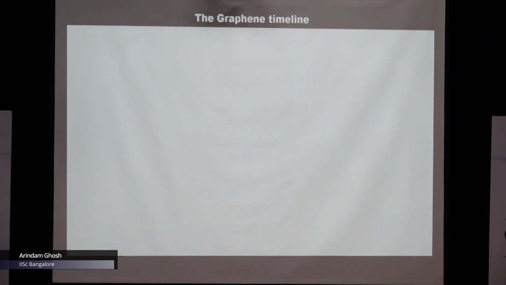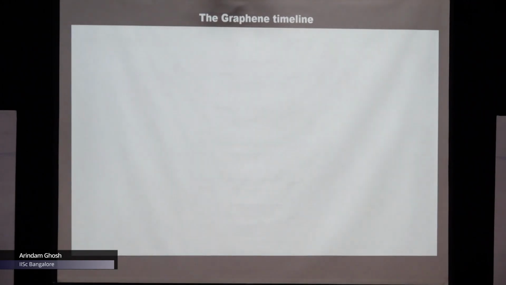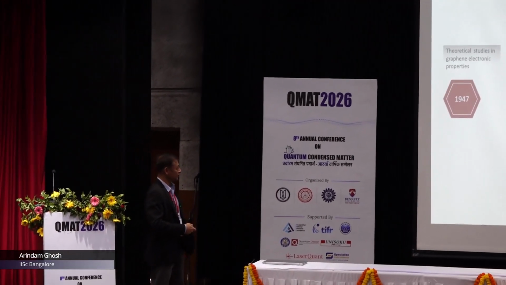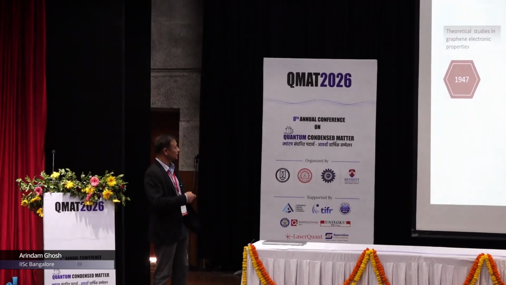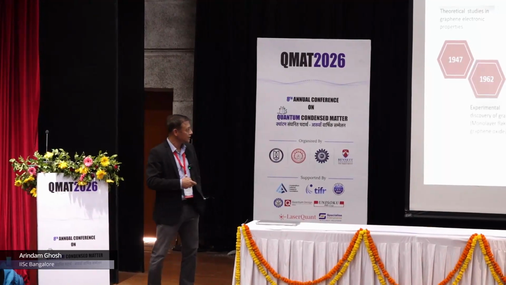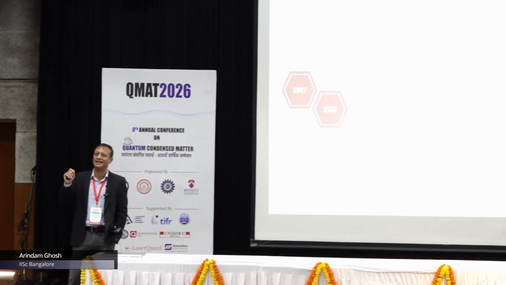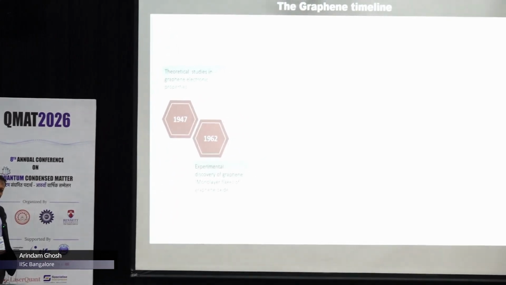Okay, so if I take a look at the way graphene field has progressed over the last, say, from 1947 onwards. This is a theoretical study on electronic properties. You have 1962, the first discovery of graphene as an individual layer, which you would be finding surprising.